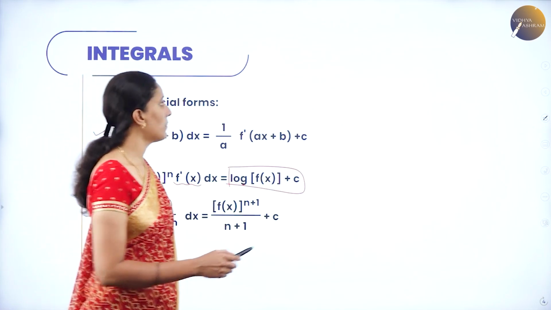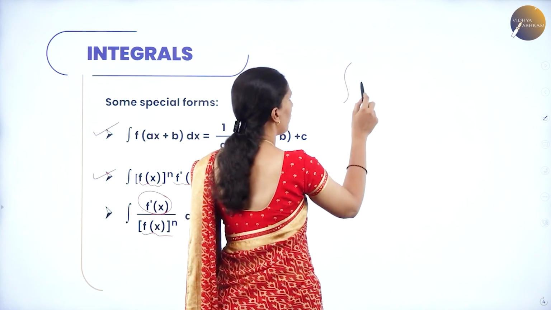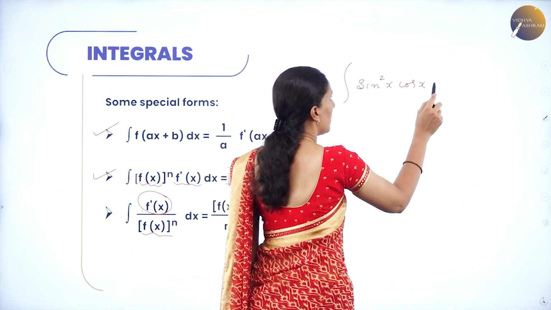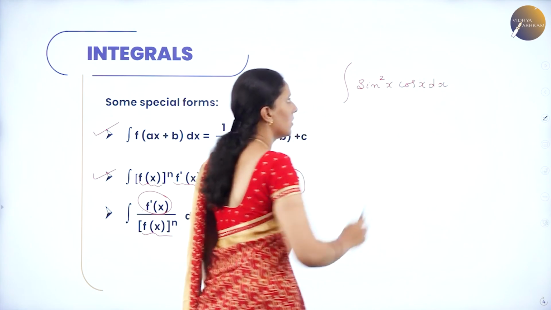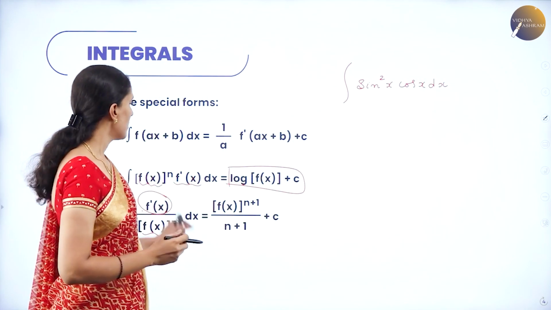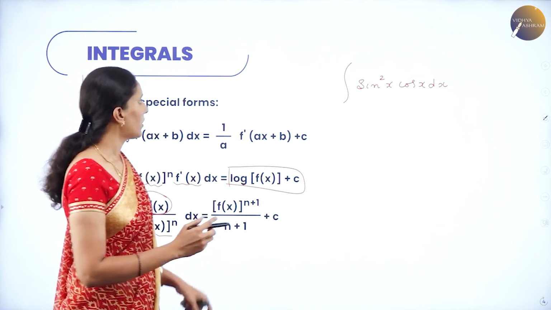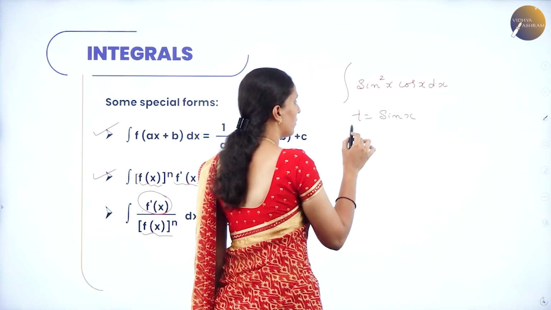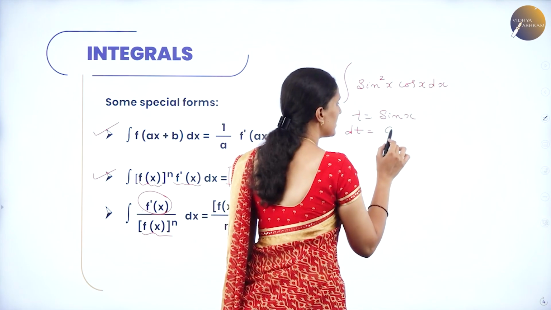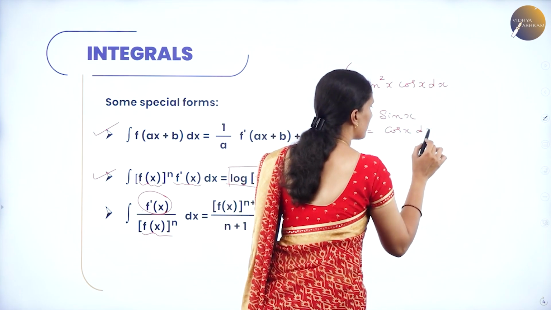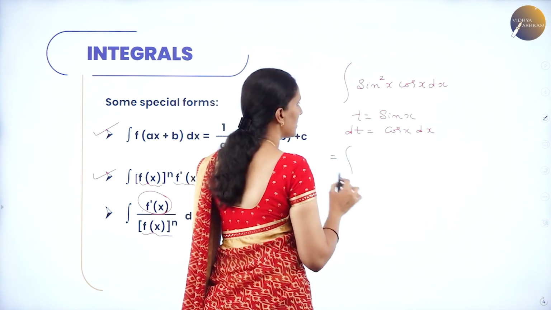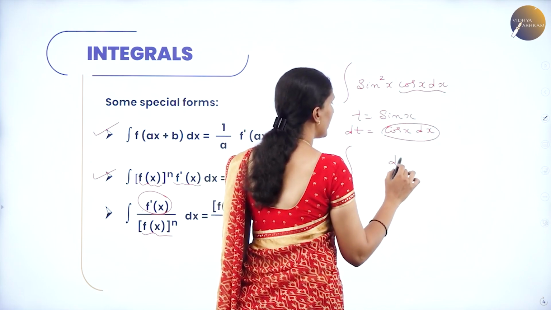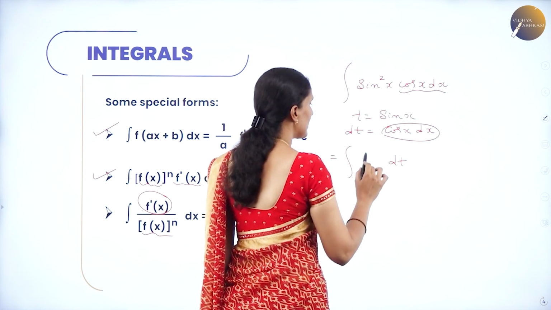I can take an example here: the integral of sin square x cos x dx. Here we can put t is equal to sin x. Differentiate it. So what is dt? dt is cos x dx. So substitute here. This becomes the integral of, cos x dx can be replaced with dt and sin x can be taken as t, so sin square x is t square.